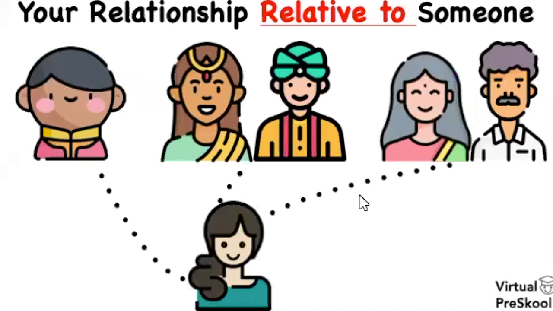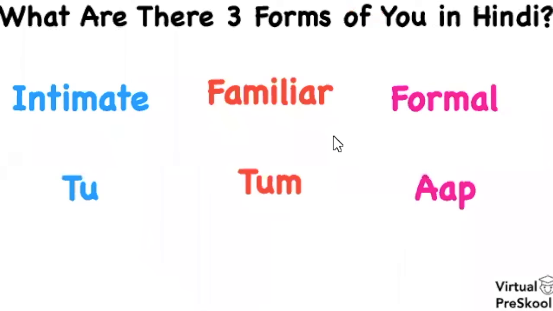Your relationship relative to someone is based on your age. How you'd address someone younger, the same age, or older than you varies in Hindi. Using these three different forms of you is a way to show respect and to signify differences in relationships within families and communities using language. So what are the three forms of you in Hindi?